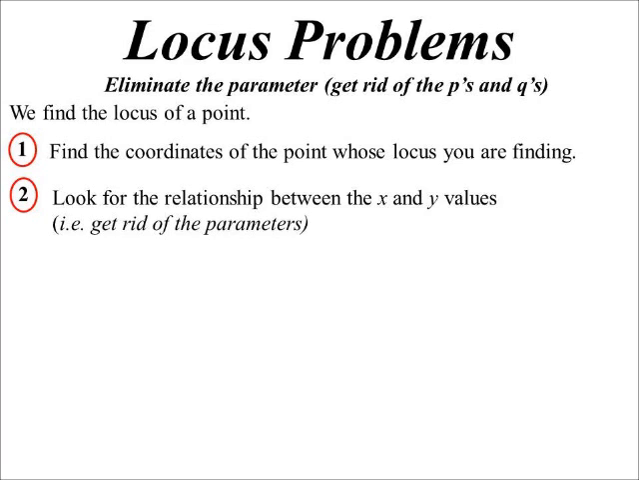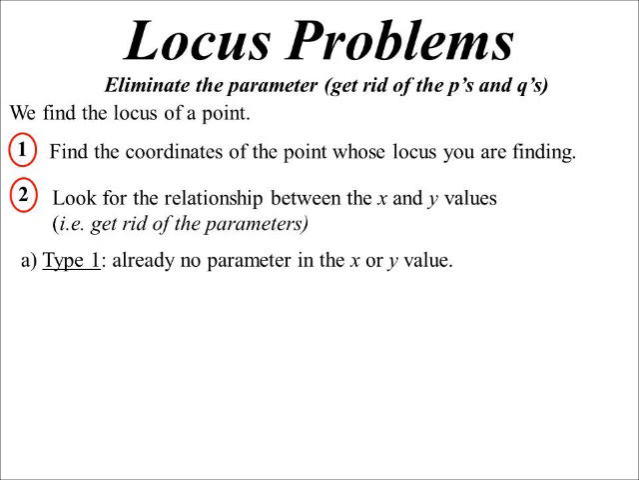Now, it usually comes down to one of three cases. If it's the first case, then we're cheering because the answer's already been done for us. So if you look at the x value or the y value, and there's already no parameter there, you've got the answer already. So it'll just be x equals that, or y equals that. So if we ended up with p plus q for the x value, but negative 3 for the y value, there's no mention of a parameter in the y value. So the locus would be y equals negative 3. It doesn't matter what p and q are, y will always be negative 3. So that's probably the quickest of them all.